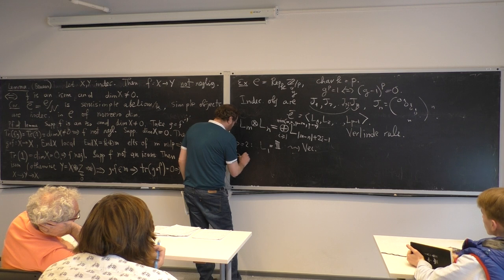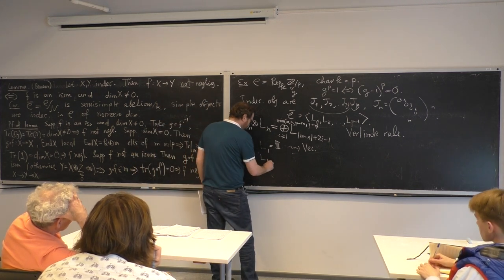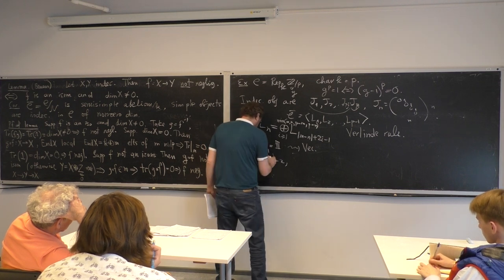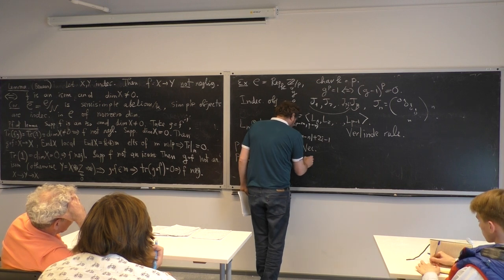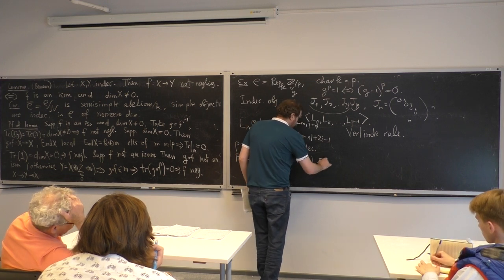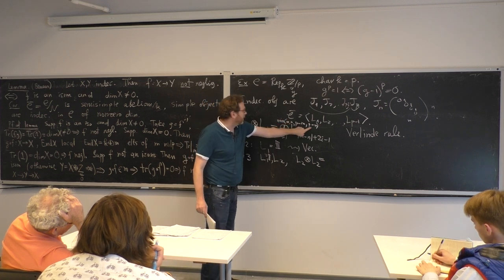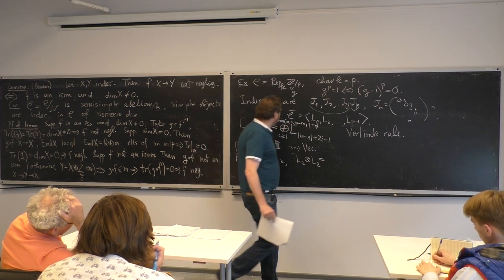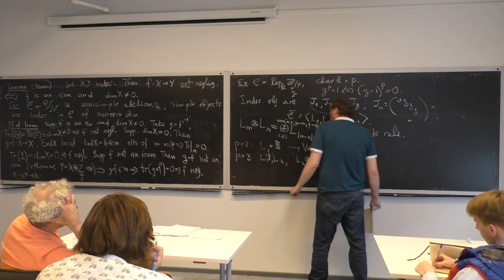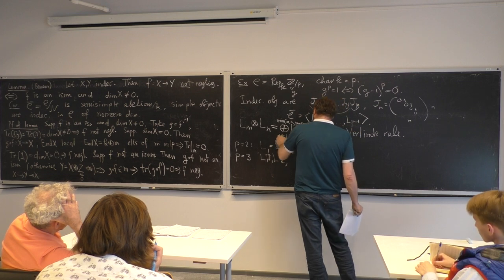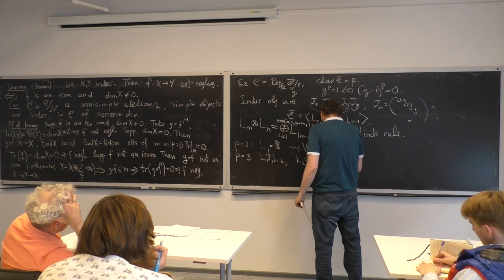Now let's see what happens when p equals 3. In this case, you can have only L1 and L2, and L1 is always the unit. But if you tensor L2 with itself, let's see what happens. P equals 3, so we have 2, 2, 1, 1. So the minimum is 1. So there is only one summand, which in this case will be L1. So this is just one.